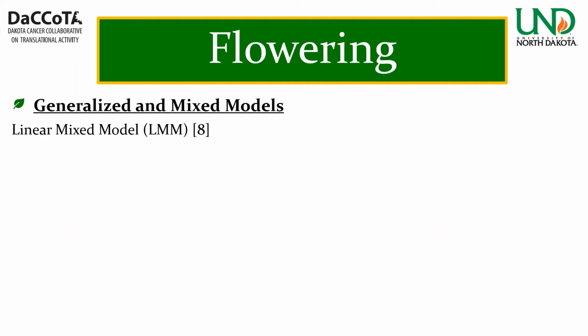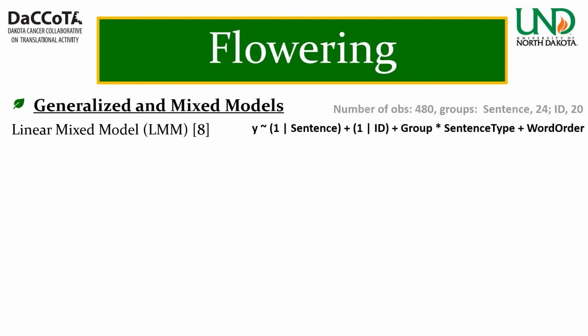For linear mixed models, we have to turn to package simr, which uses simulation to calculate sample size. Here's an example from reference 8. The model includes sentence and ID as random effects. That's how you set them up in R here. And group, sentence type, and word order as fixed effects. There are a total of 480 observations. For sentence and ID, there are 24 and 20 groupings.